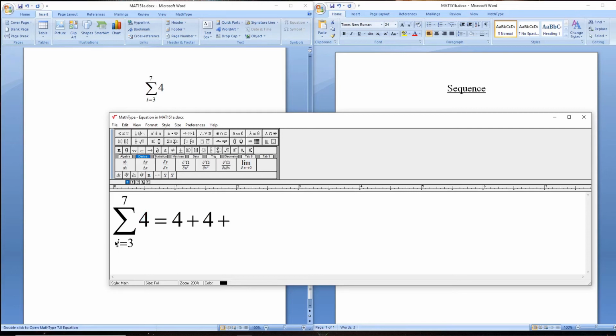So now we're at i equals 5. When i equals 5, what does the sequence output? Well, it still outputs the 4. And now we have i equals 6 and i equals 7. And then we just add all these together. So we got 1, 2, 3, 4, 5 fours to get us a 20.